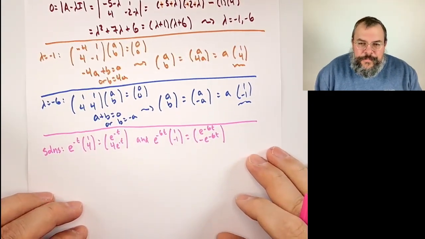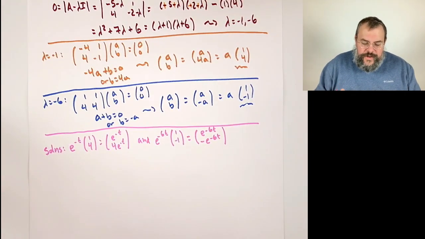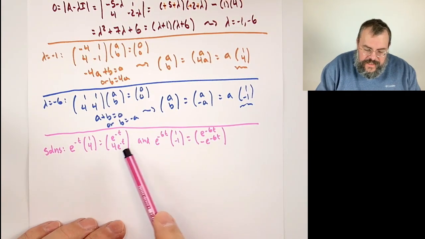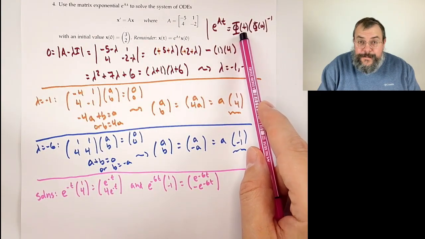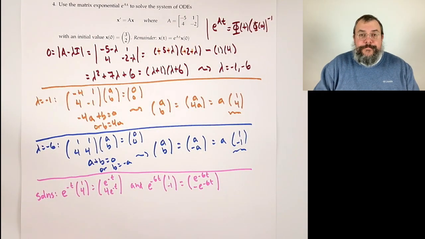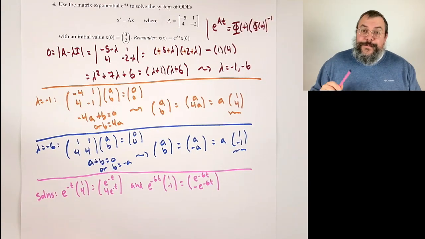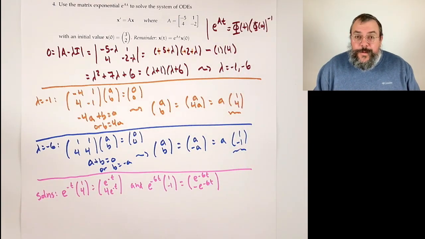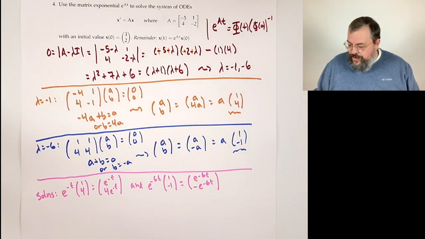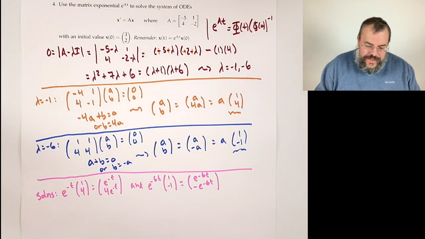Okay, so what we're going to do now is say these solutions, coming back here, are the columns of phi of t. Or you could say that they're the columns of Phi of t. Well, that's really the same thing, whichever one you want to use. And so we're so close now.